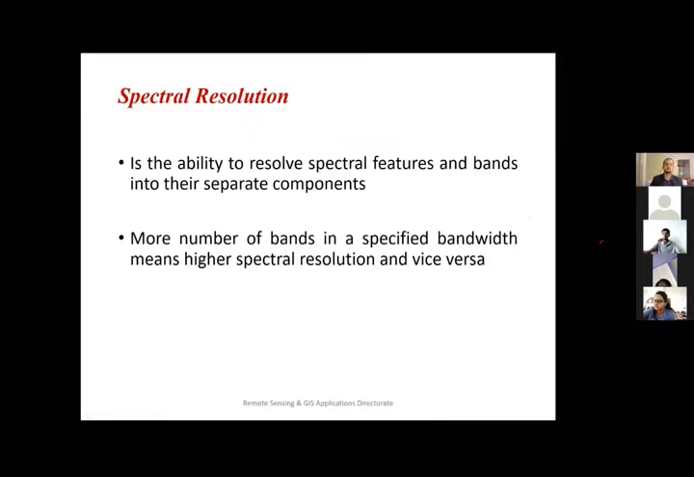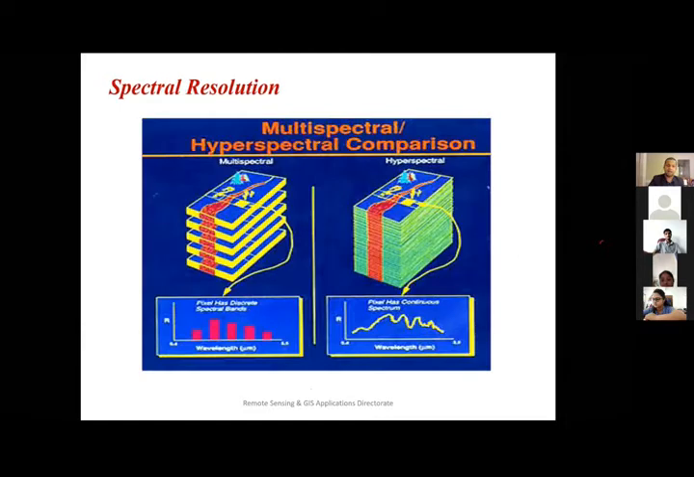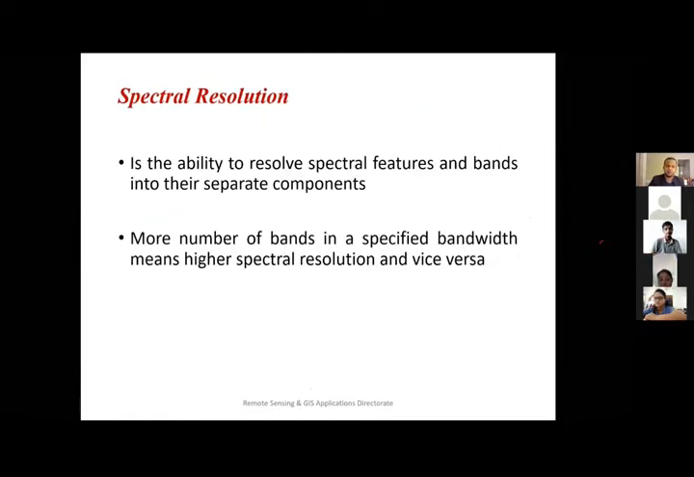Now comes the second resolution, which is called the spectral resolution. How is it defined? The spectral resolution is defined as the ability to resolve the spectral features and bands into separate components. More number of bands in a specific bandwidth means higher spectral resolution, and vice versa. So let us look into this. I know illustrations are always better than definitions.